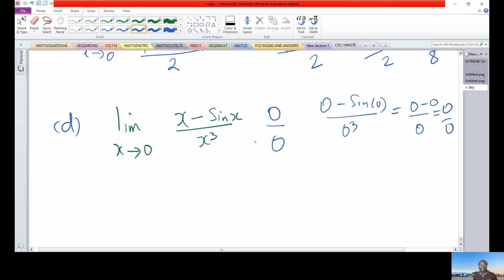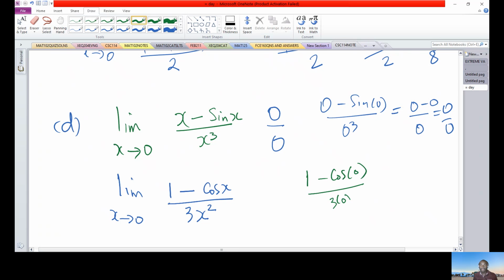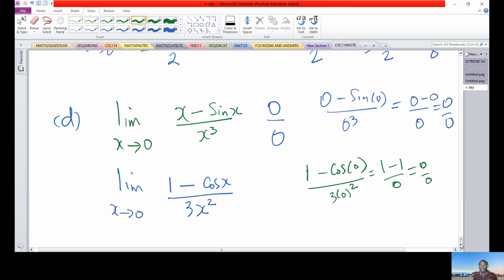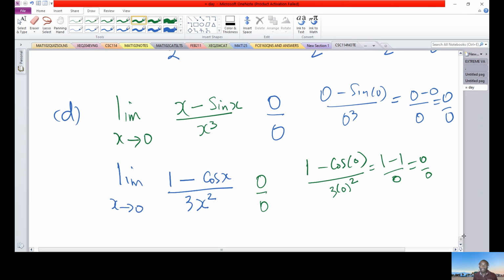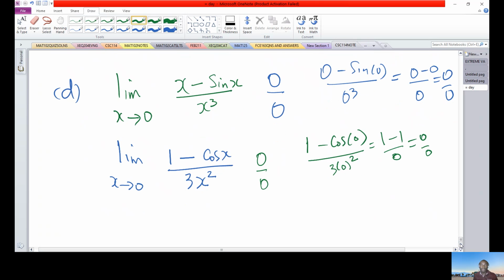So L'Hospital rule works. So we'll have limit as x approaches 0 of the derivative of this one, which will be 1 minus cos x, and then divided by 3x squared. Now you try to do direct substitution to see whether the limit exists. So we'll have 1 minus cos of 0 over 3 times 0 squared. So this will be 1 minus 1 over 0, so 0 over 0. So you see still this is 0 over 0 case. So we repeat L'Hospital rule.